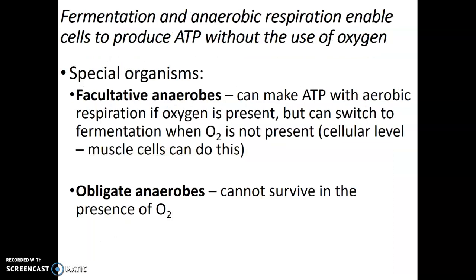Fermentation and anaerobic respiration enable cells to produce ATP without the use of oxygen. There are special organisms called facultative anaerobes that can make ATP with aerobic respiration if oxygen is present, but they can switch to fermentation if oxygen is not present. Muscle cells can do this. Then you have obligate anaerobes, which can't survive in the presence of oxygen, so they have to do fermentation.